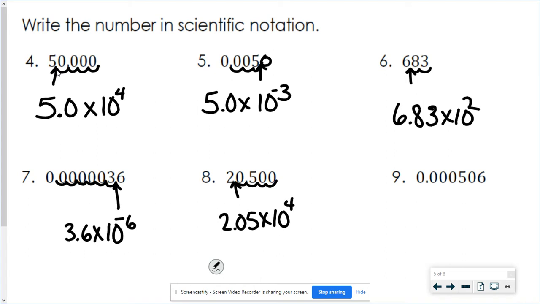Number 9, I'm going to get 5.06. Didn't bother drawing my arrow that time. I hope that you're okay with that. It's going to be a small number, which is negative. 1, 2, 3, 4. So -4 on that one.